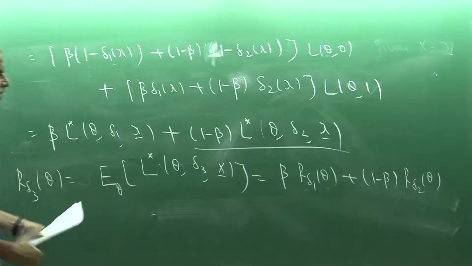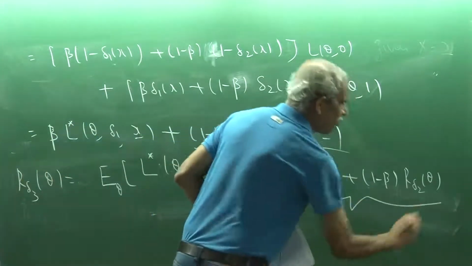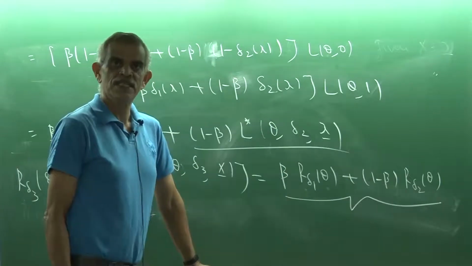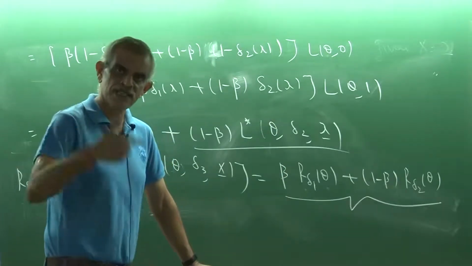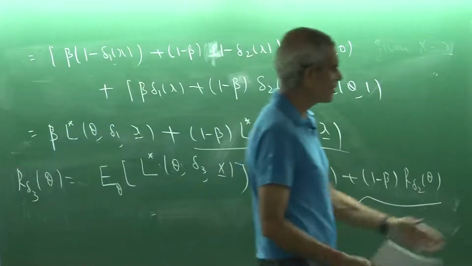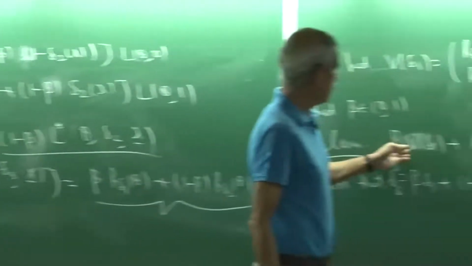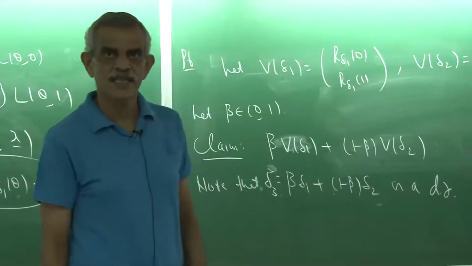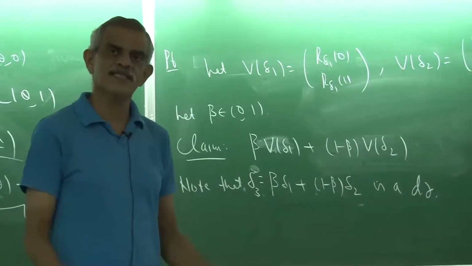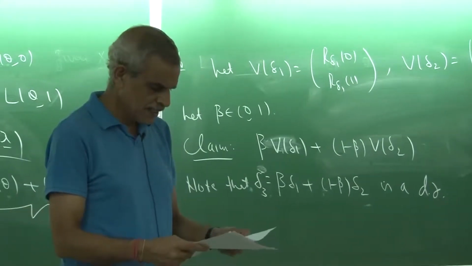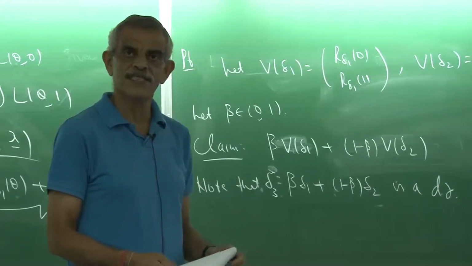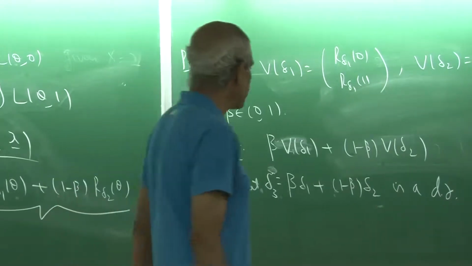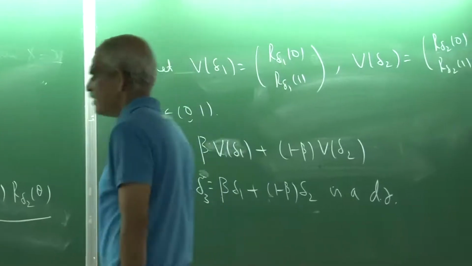Or in other words, this is the risk of some decision rule, that means it belongs to the risk set. And that is what I had to show, that beta times R delta 1 plus 1 minus beta R delta 2 belongs to the risk set. So this shows that the risk set is always a convex set. Now if it is a convex set, I can try to look at how a Bayes rule would look.